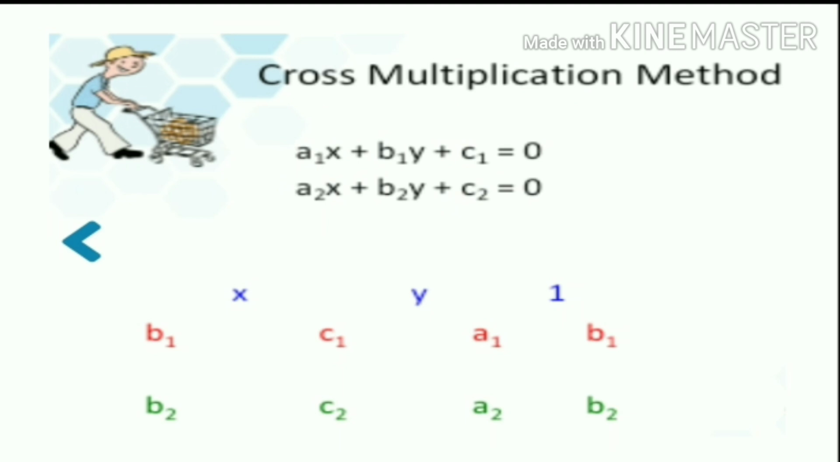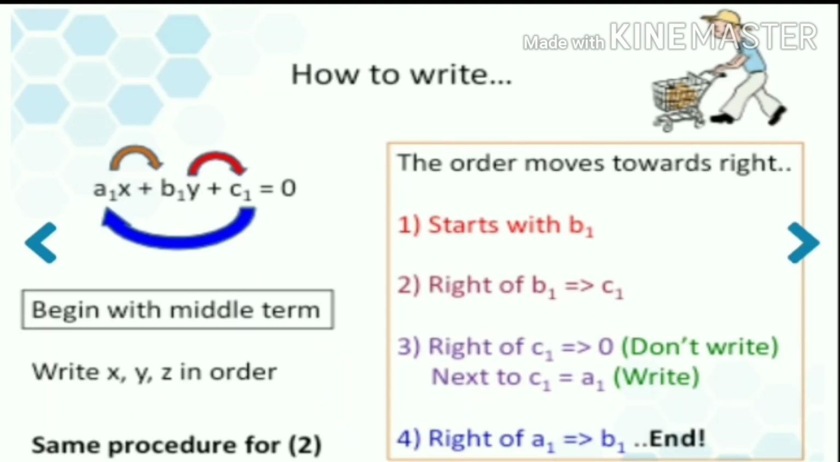And what is the funda? The funda is that we need to start from b1. You can see here b1, b2, c1. It means we need to write the values in the order b1, b2, c1, c2, a1, a2, then again b1, b2. So we start from b1, b2, then c1, c2 will come, then a1, a2 will come, then again it ends with b1, b2. See here how to write, I am going to tell you.